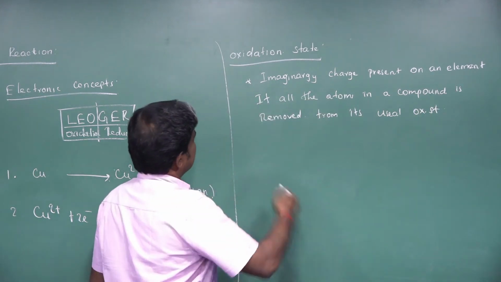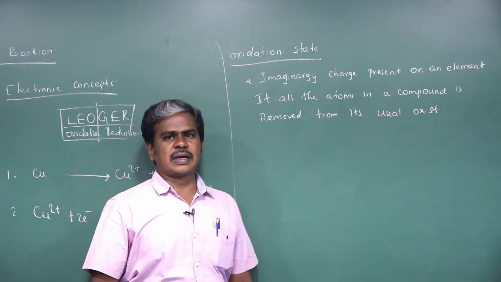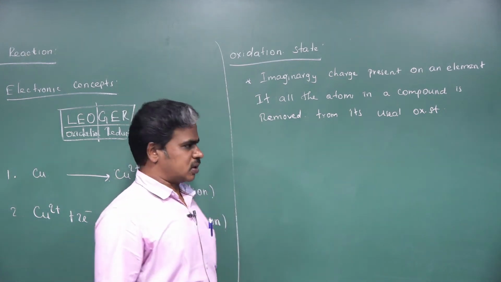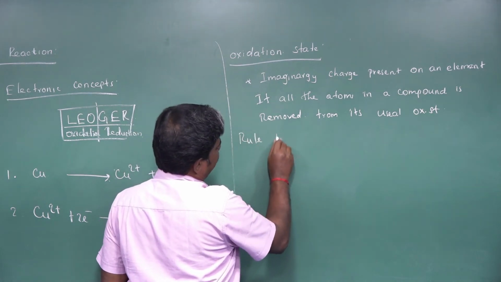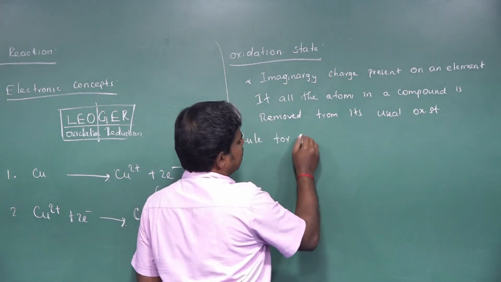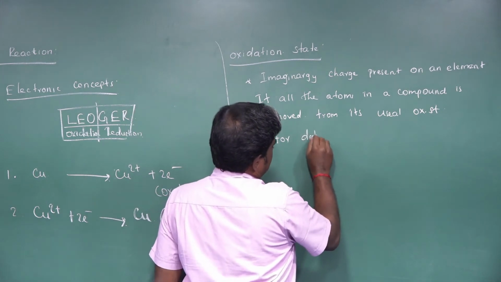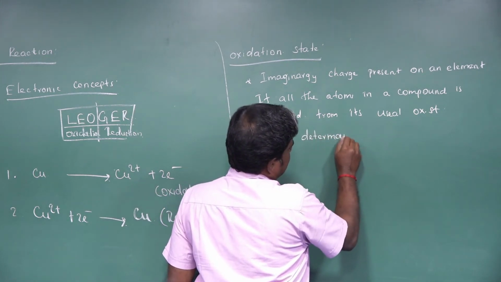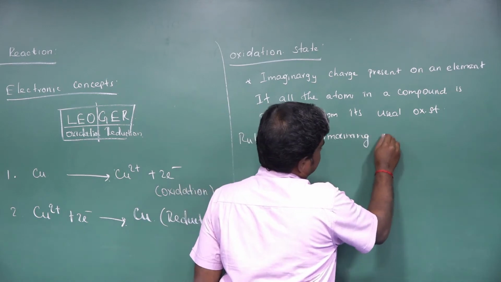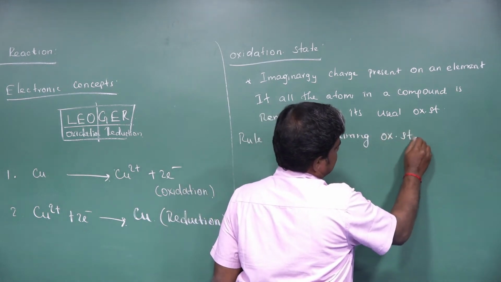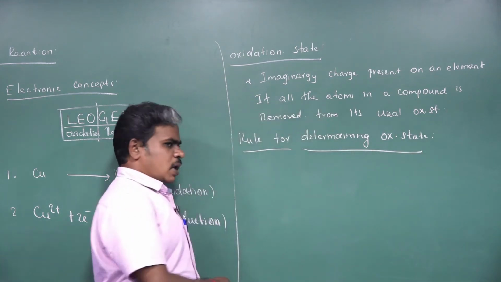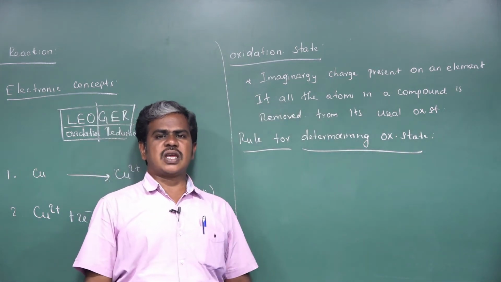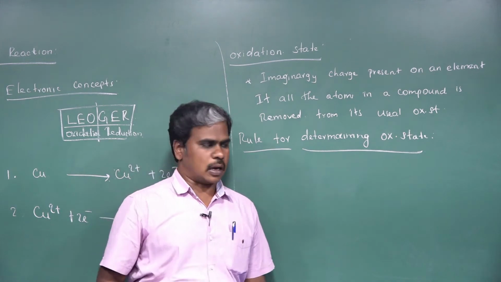Now we may take a set of rules for predicting the oxidation state of an element. So we are taking the rules for determining oxidation state. From these rules we may determine the oxidation state of an element in a compound.